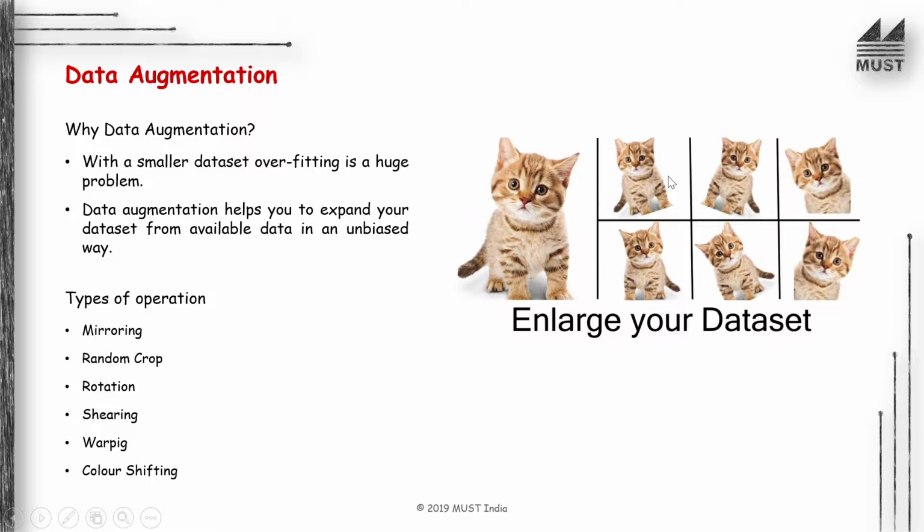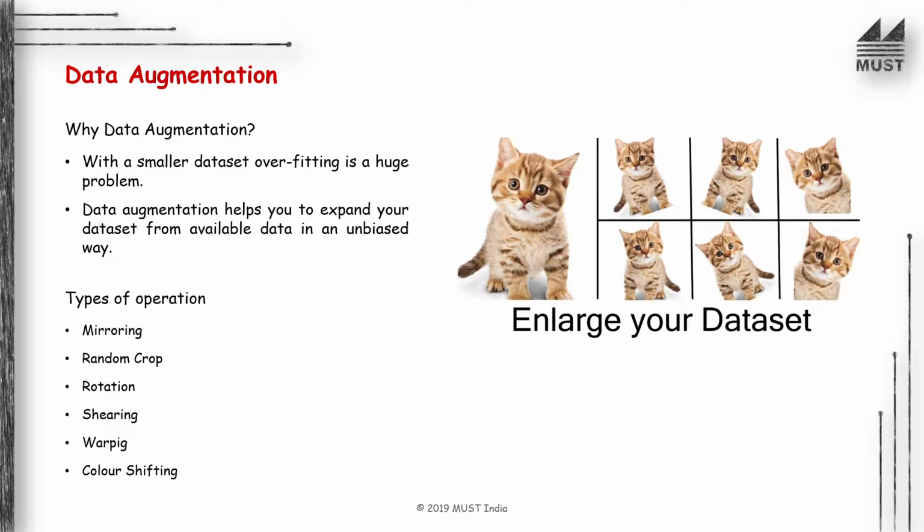So I'll come to the details a little bit later, but first, why do you need data augmentation? As I said, the amount of data set what you have is never sufficient, and with a smaller data set, overfitting is a huge problem. Overfitting in general is a very big problem for the computer vision domain. So for fighting such overfitting problems, you need to have a much bigger data set. There are other techniques of adding regularization as well. I won't go into the details, but data augmentation typically helps you to expand your data set from available data in an unbiased way.